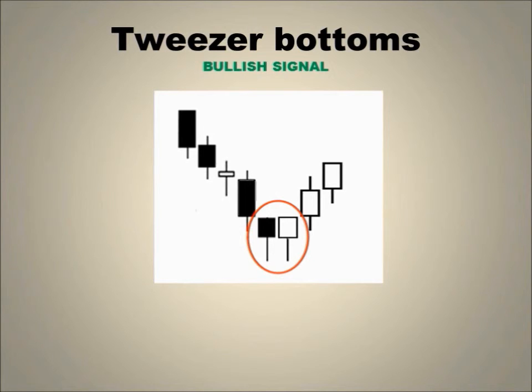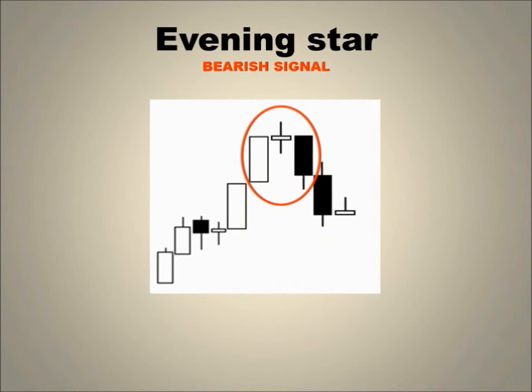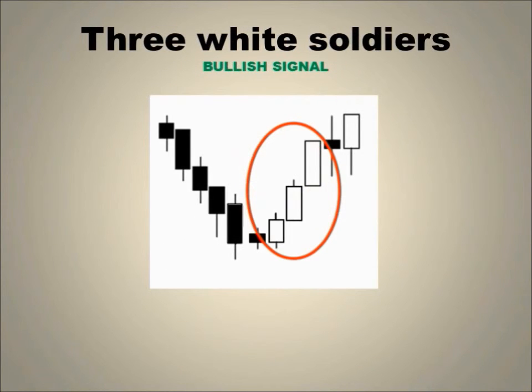And the same thing with the tweezer bottoms. The buyers are just getting into the market to set up the line of support, wait for the sellers to run out of momentum, and then the buyers will step in and take charge. Morning star. A small doji at the end of a large bearish candle tells us that the bear market has run out of power, and here come the bulls. Same thing with the evening star. The buyers have pushed the price as high as they could, but as soon as they've run out of steam, here come the sellers to push down the prices.